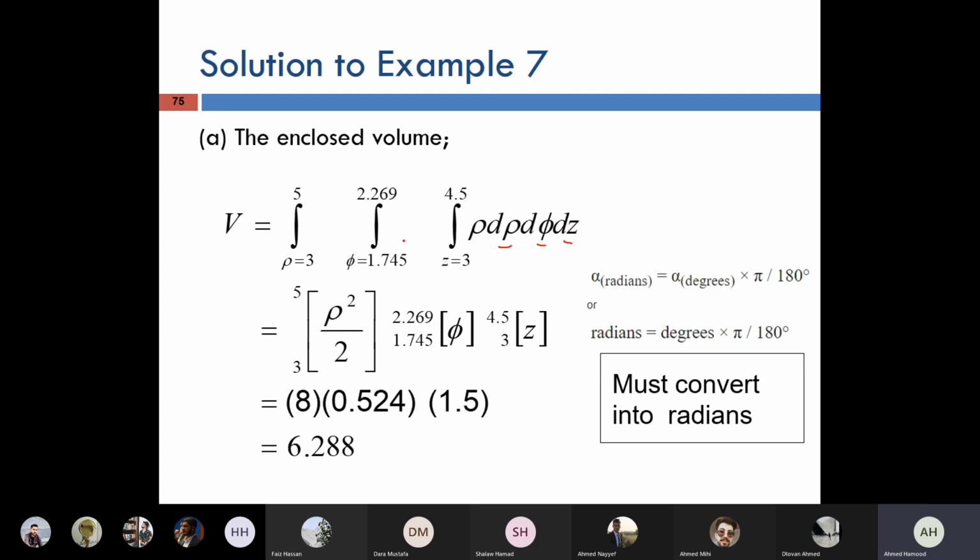the variables. So we have for b squared, 5 squared divided by 2, negative 3 squared divided by 2, then we have 8, then we have 2.269, negative 1.745, we have 0.524, then we have 4.5, negative 3, then of course we will get 1.5. You multiply each other, you will get the volume is equal to 6.288.